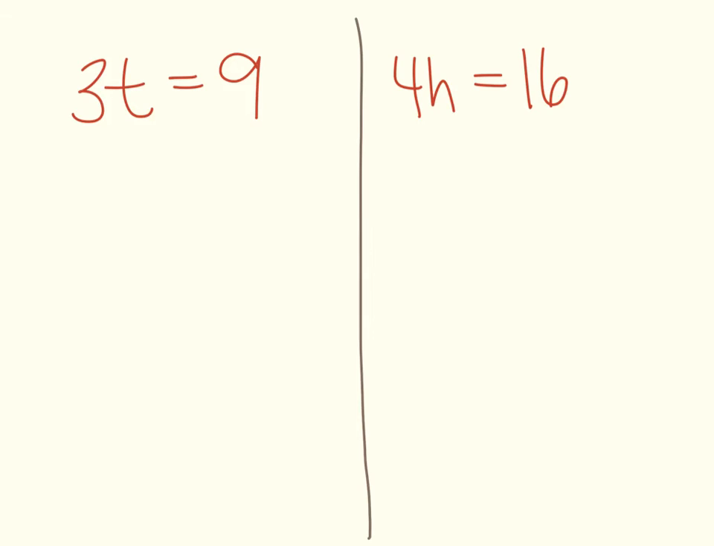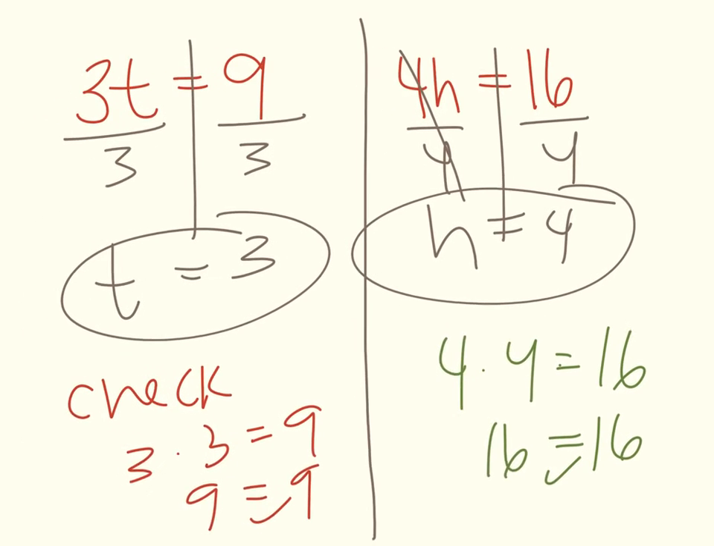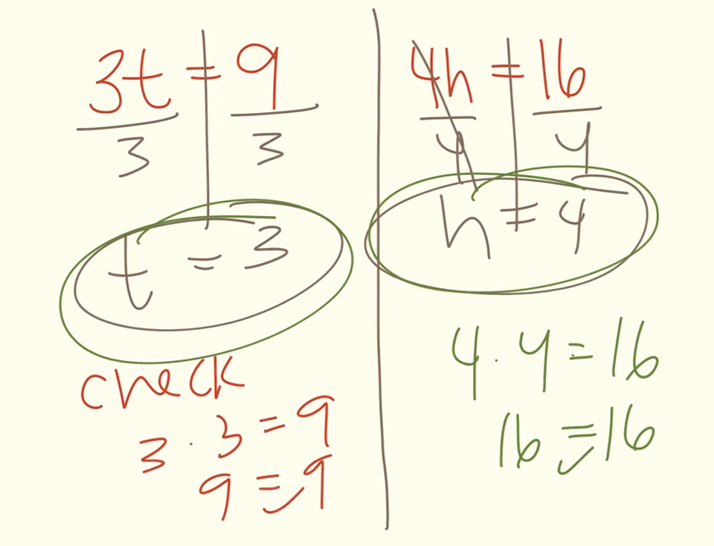Let's have you try these two multiplication examples on your own, and once you think you have your answer, go ahead and click play again. So you should see that in our first example, t would be equal to 3, and h would be equal to 4.